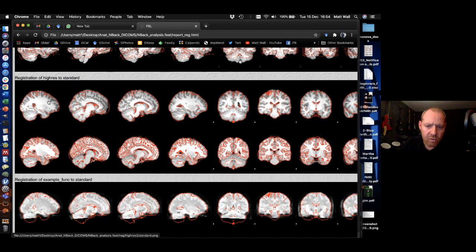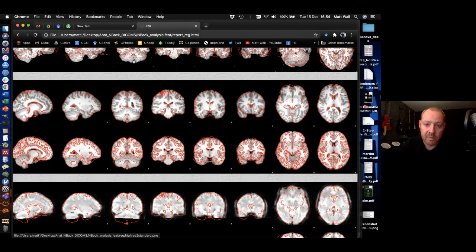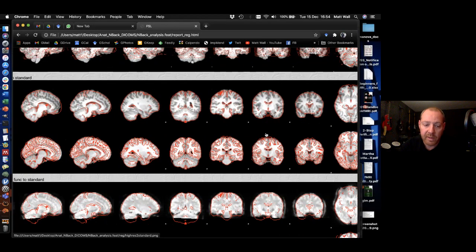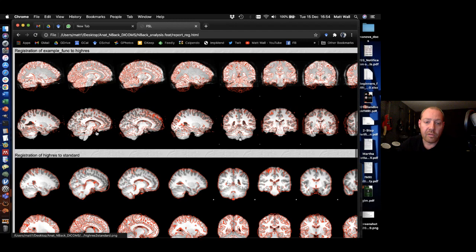Anatomical image in grey here, template in red, and vice versa. Again, that looks good. Ventricles match up nicely. The general outline matches up well. And then at the bottom here, we have the two things together again, same as the top row. So that looks good, fine.